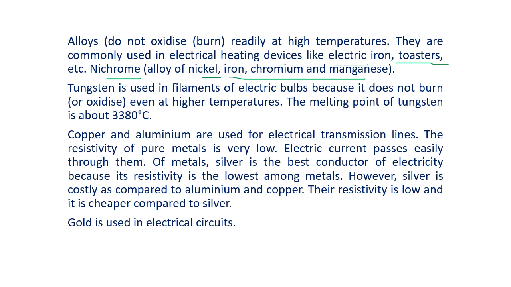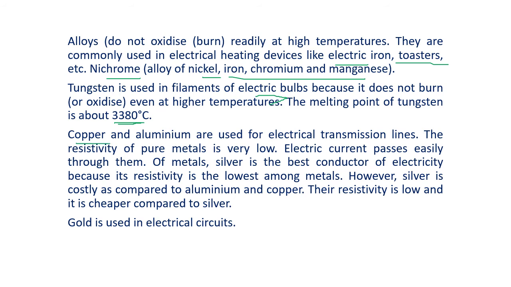Tungsten is used in electric bulbs because it does not burn even at high temperatures. Tungsten is a filament. When current is passed through it, because of the heating effect, it becomes very hot until it starts to glow, giving us light. The melting point is 3380 degrees Celsius. But to protect it, it is put in a glass bulb in which there is argon, which is an inert gas.